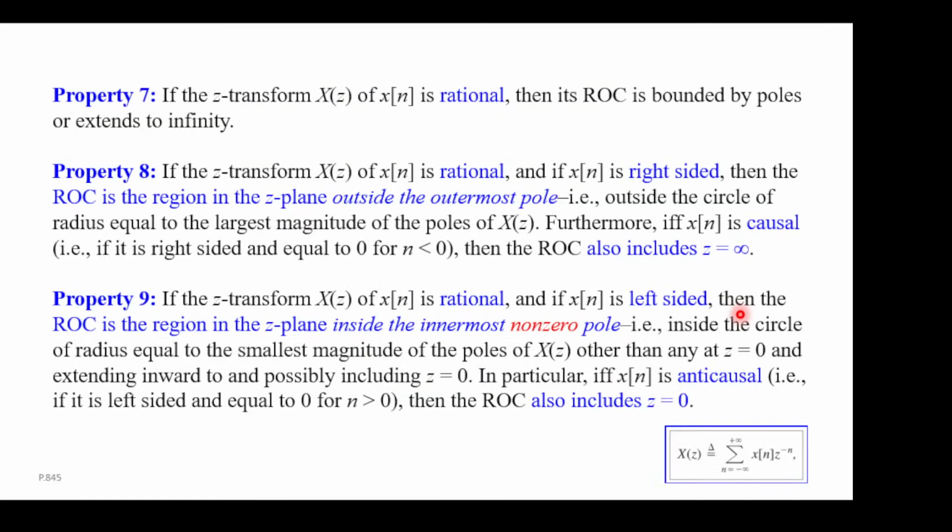Okay, and finally, we have some properties about rational transforms. For rational transforms, the ROC is bounded by poles or infinity. If it is rational and right-sided, as we said, right-sided means the ROC extends outside, but now it's rational and bounded by poles, so it should be outside of the outermost pole. And then we have this property: if it's rational, then if and only if you are causal will the ROC include infinity.